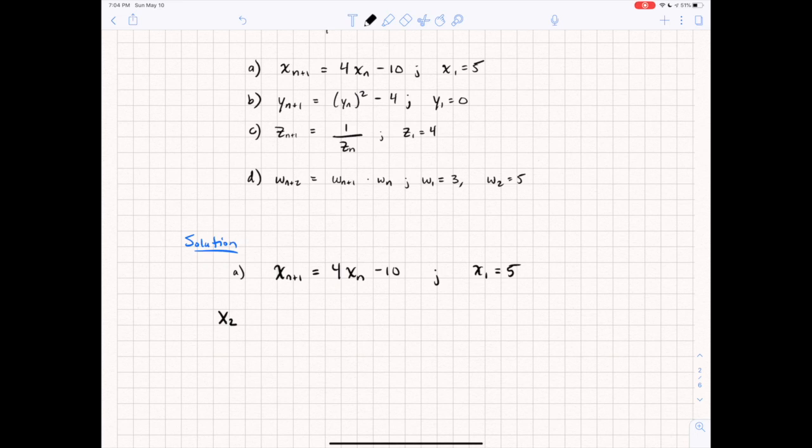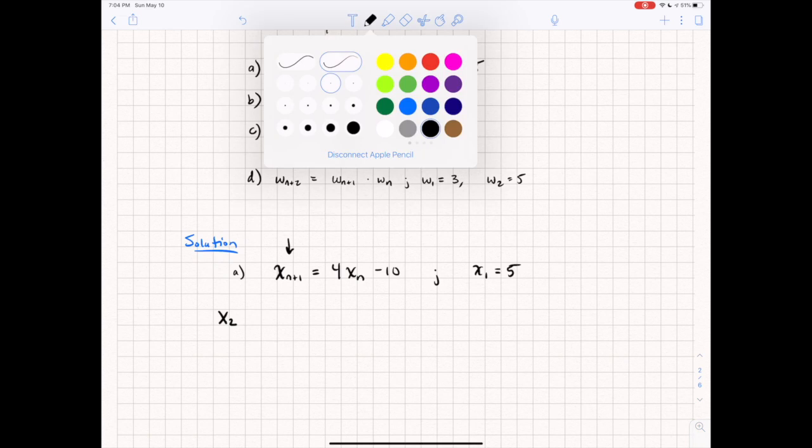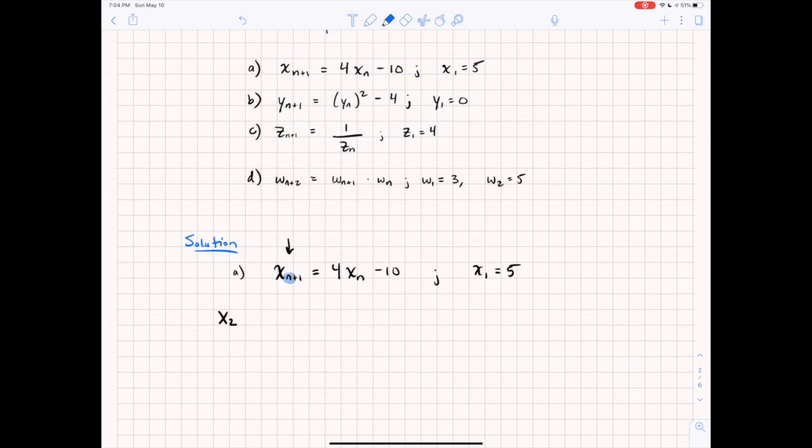In the way that this is defined, this index n plus 1 is referring to the following: if I want to find x2, then I'm essentially finding x1 plus 1. In other words, notice here that n is 1. So in terms of my recursively defined equation, I would do 4 times x1 minus 10. In other words, to find the second term, I'm going to do 4 times the previous and subtract 10 from that. That's how I'm going to get to x2.